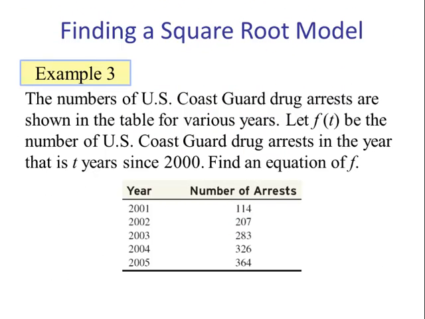Lesson objective. Example 3. The number of U.S. Coast Guard drug arrests are shown in the table for various years. Let f of t be the number of U.S. Coast Guard drug arrests in the year that is t years since 2000. Find the equation of f. So our first step is to compute the values of t. So in this case, t will be 1, 2, 3, 4, and 5. That's our independent variable. This is our dependent variable. And let's put this in list 1 and list 2 and construct a scatter plot.